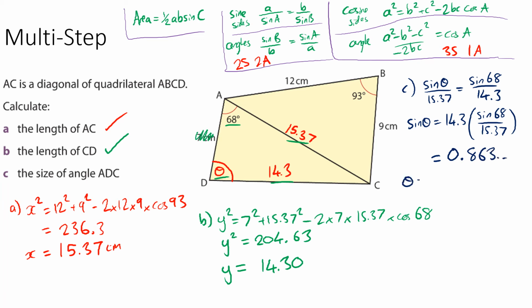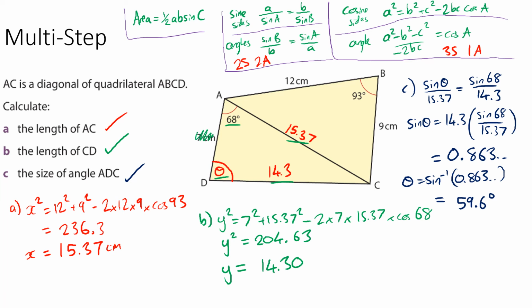And so if we want to get the angle, we need to go to the sin^-1 here, which will give us an angle of 59.6 degrees. So yeah, you can see there that you kind of use one answer to get the next answer, to get the next answer.